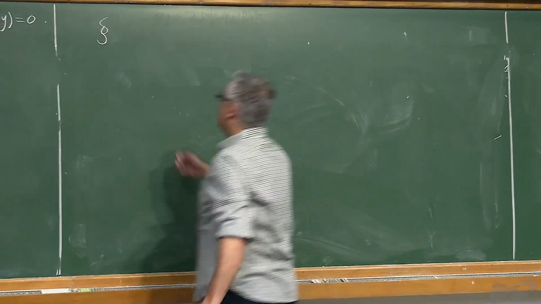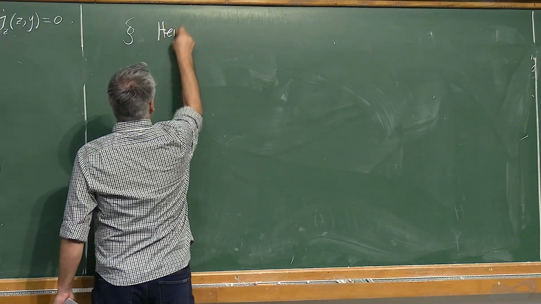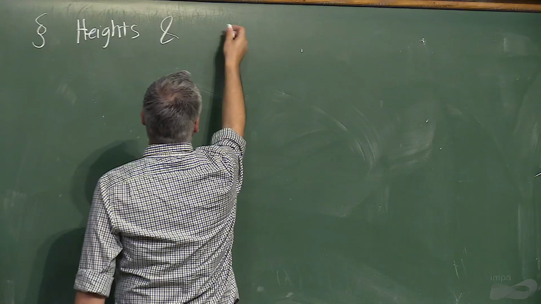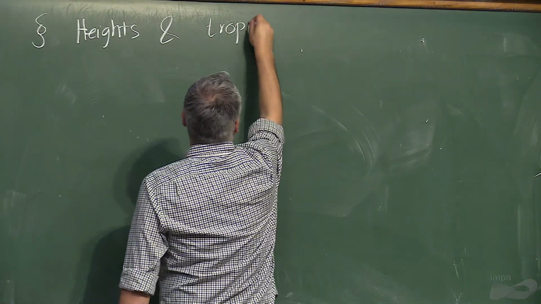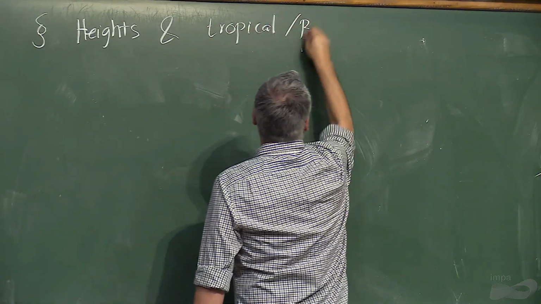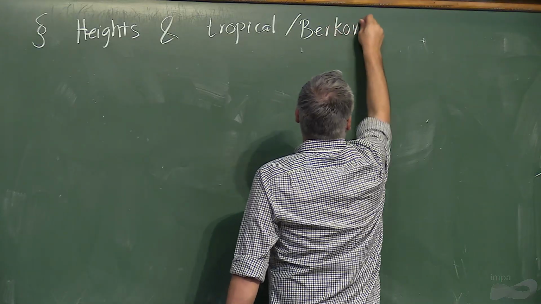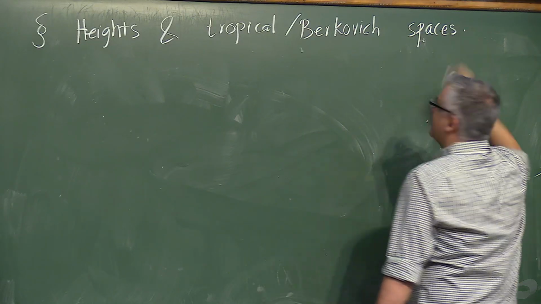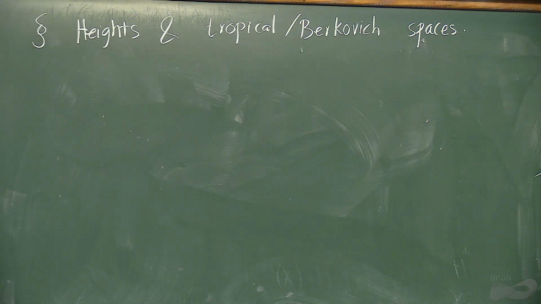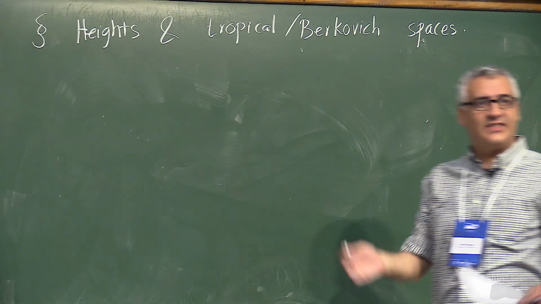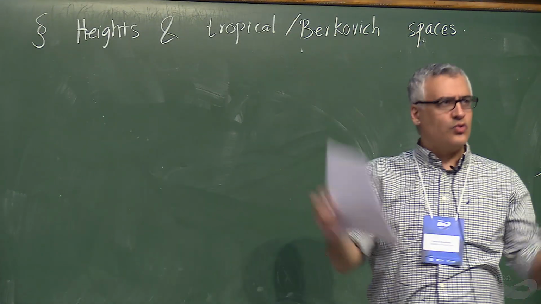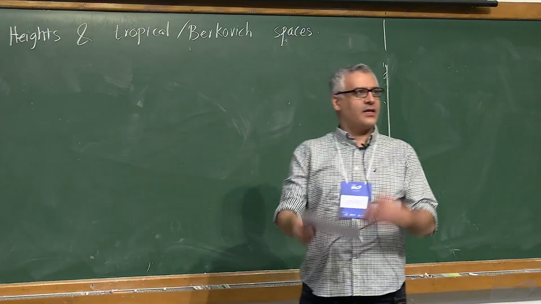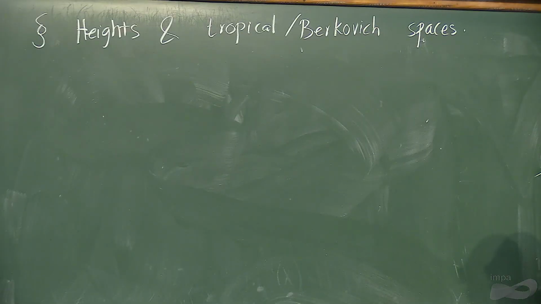OK, so heights and non-Archimedean geometry. It turns out many interesting phenomena happen at the level of skeleton. So you can safely call it tropical geometry, even though for the tools and the proofs you really need the Berkovich space to get to that point. And then you get lucky things happen at the level of skeleton.